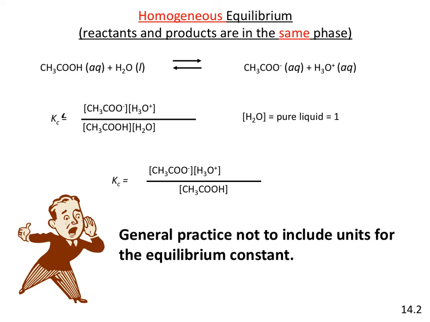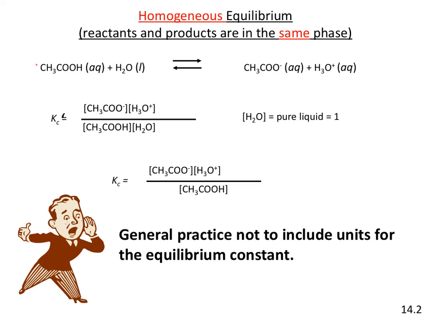Okay, well, we'll start off with one of the more simpler types of equilibria that's called a homogeneous equilibria. That simply means that the reactants and products are present in the same phase. So everything's a liquid or everything's a gas. That's what homogeneous means.